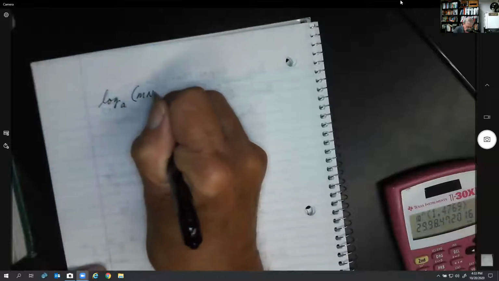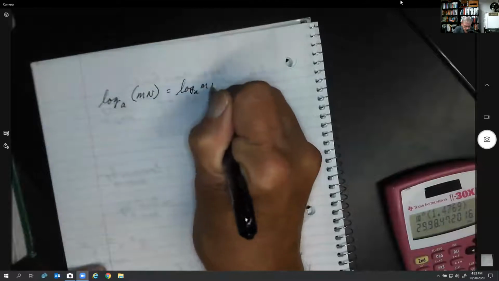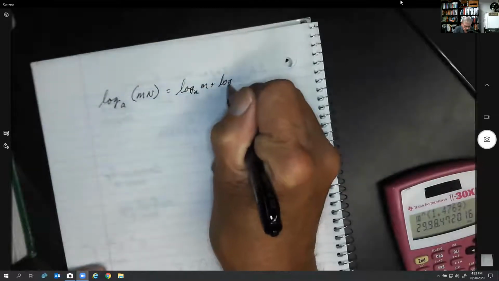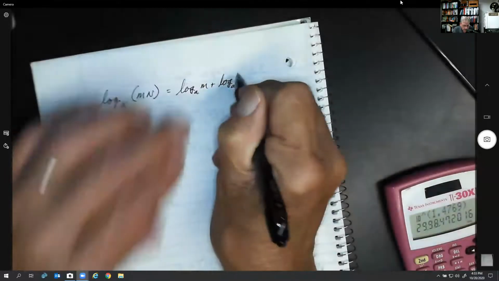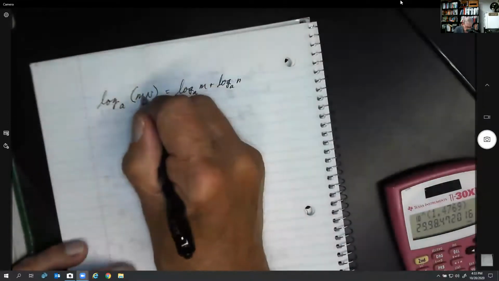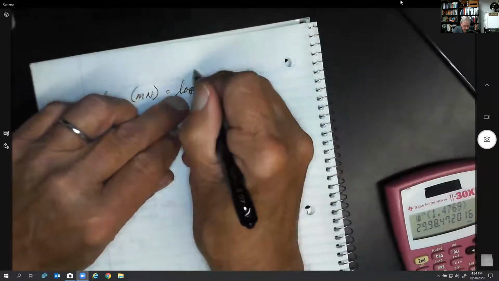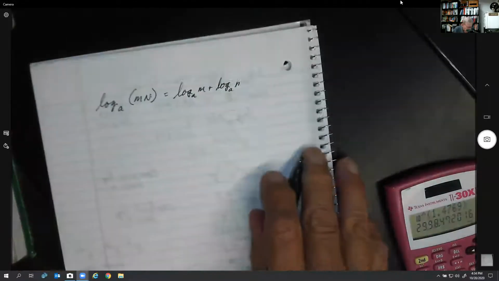M times n, this would be the log of m plus the log of n. But when we write it this way, we've converted it to a logarithm, not a number. If this was a 6 and a 5, it would appear as a 6 and a 5 here, but we actually would be using the exponent. Okay, the same rule works for natural logs. We could just change this to ln, ln, ln.